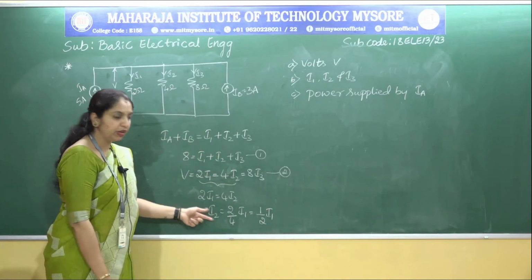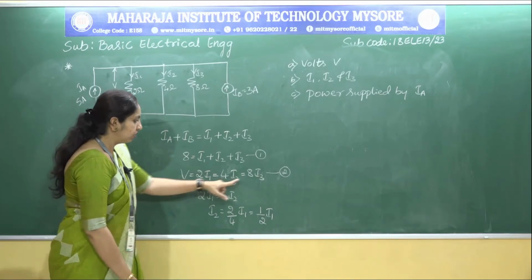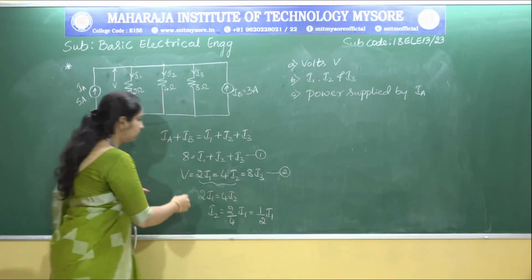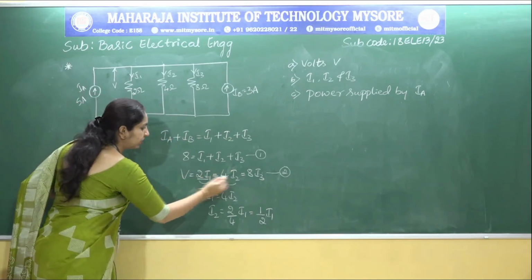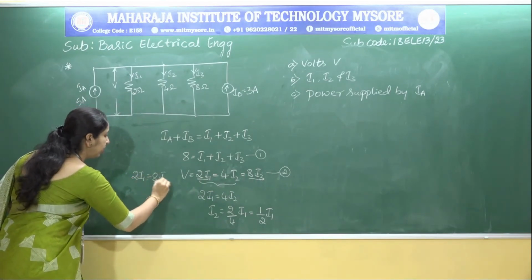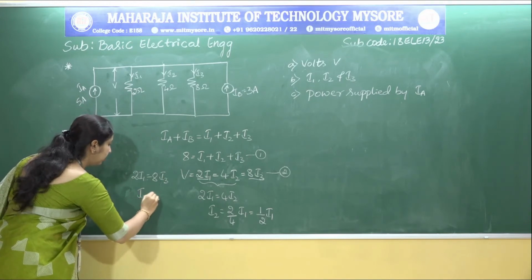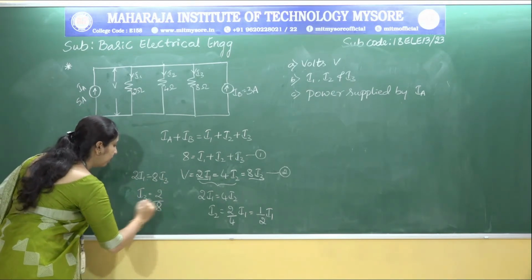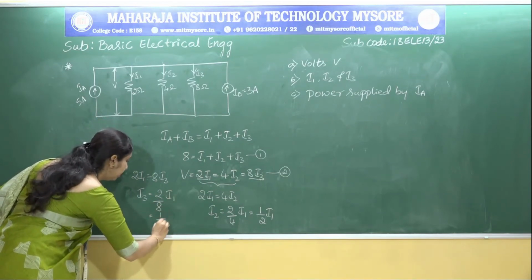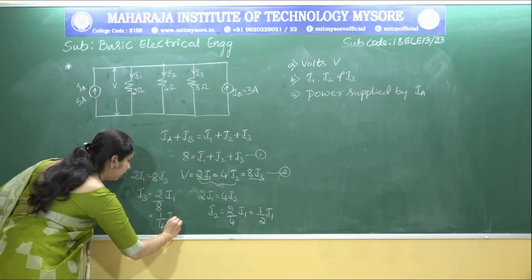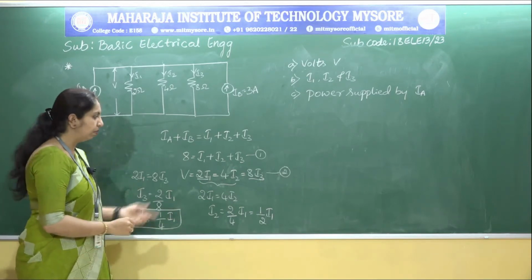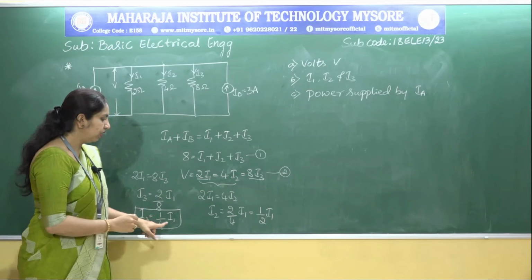Now I am replacing I2 in terms of I1 here, and I am going to replace this I3 in terms of I1. So how can I do that? You can have this equation, which is 2 into I1 is equal to 8 into I3. So what is I3? I3 is equal to 2 by 8 into I1, or I3 is equal to 1 by 4 I1.